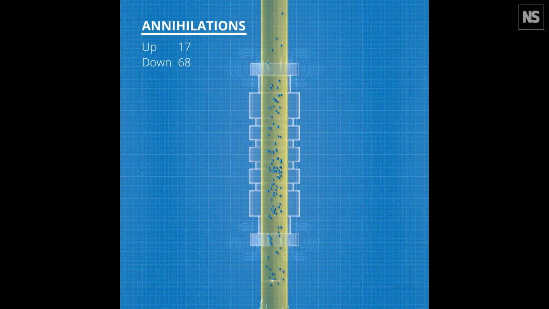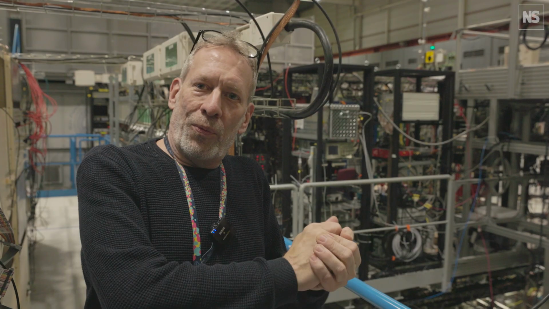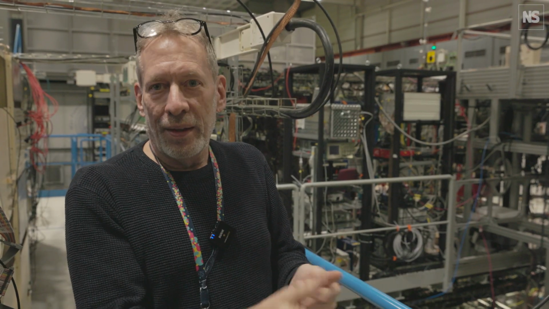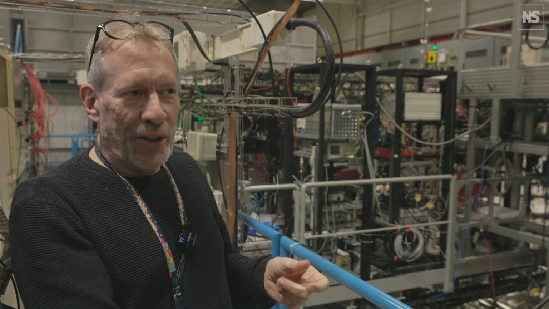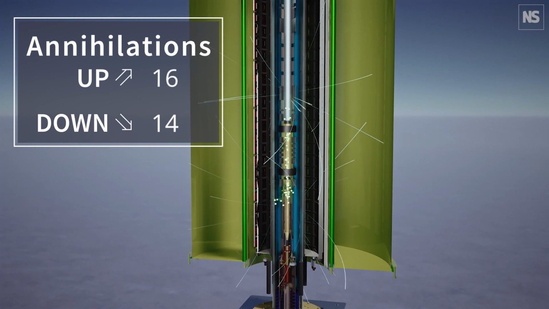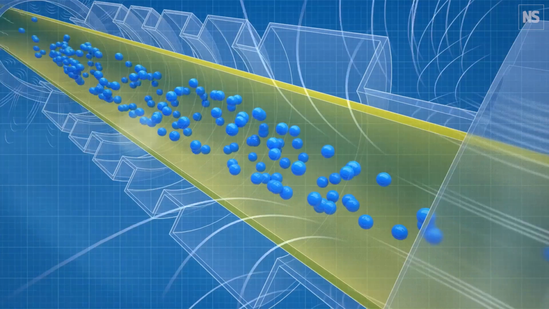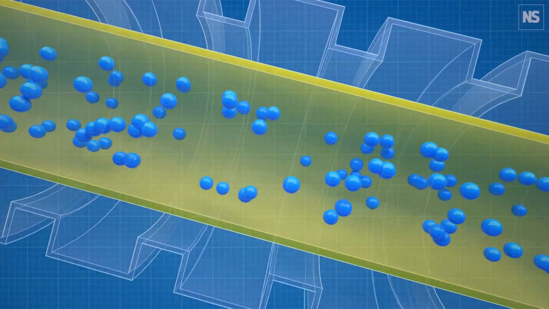The next step would be, is it the same magnitude? Is it 9.8 meters per second squared, which is the acceleration of gravity here at the surface of the Earth? We call up and down, and then the magnitude of g-bar. The antihydrogen, is it the same?